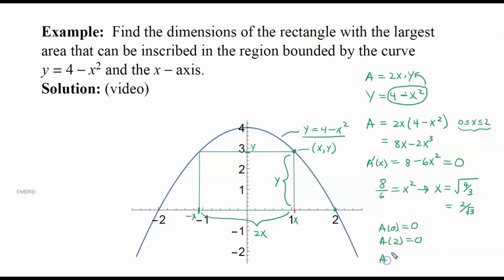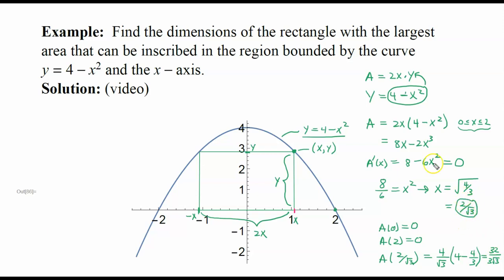And A of 2 over root 3, that's going to be a positive value. That's going to be 2 times 2 over root 3, so that's going to be 4 over root 3 times 4 minus 4/3. And if you were to simplify this, this is 32 divided by 3 times root 3. So that's what the maximum area is going to be. So anyway, we found what the x value is.